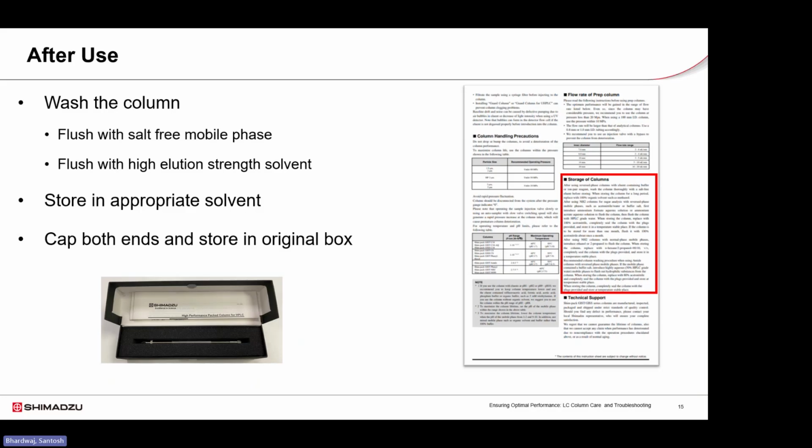Sometimes pure acetonitrile or methanol can also be used for short-term storage, but check manufacturer recommendations as some columns may dry out if stored in 100% organic solvent. You can also use the same solvent that the manufacturer used for shipping, mentioned in the manufacturer's instruction manual. Always tightly cap both ends of the column to prevent it from drying out during storage.